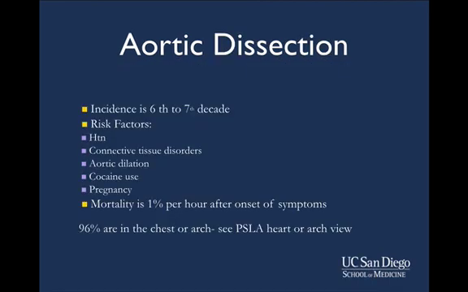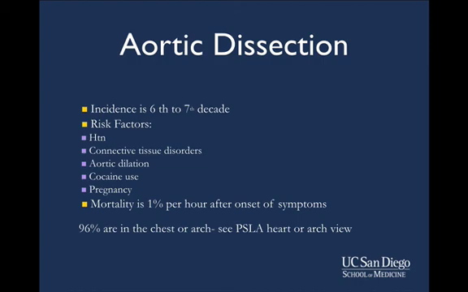Aortic dissection is also a large problem with a high mortality. The incidence is highest in the 6th to 7th decade. Risk factors include hypertension, connective tissue disorders, aortic dilation, cocaine use, pregnancy. The mortality is 1% per hour after the onset of symptoms, so a high level of suspicion must be maintained to consider the diagnosis.